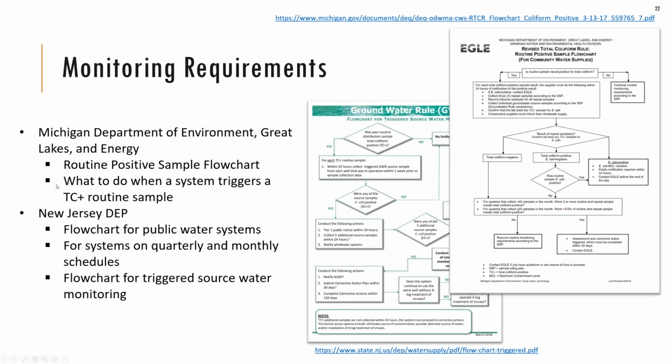Several state agencies have also developed flowcharts such as these to help guide water systems on the proper responses to routine and repeat sampling results. Here are two flowcharts, one from Michigan Department of Environment, Great Lakes and Energy, or EGLE, and one from New Jersey Department of Environmental Protection. Depending on the results of your routine sample, the flowchart will help guide water systems with the proper compliance procedures. New Jersey has flowcharts specifically for systems on monthly and quarterly monitoring schedules. They also have a flowchart for triggered source water monitoring, which applies to groundwater systems to comply with the Groundwater Rule.